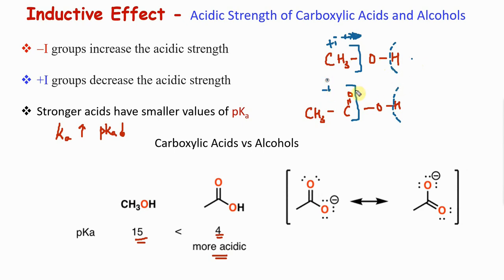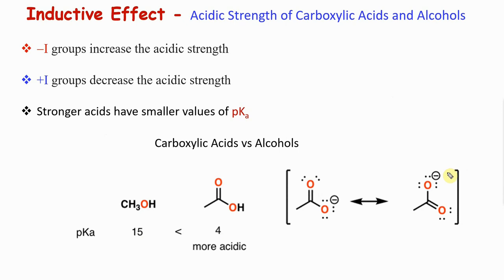Whereas this is a minus I group. It is going to pull electrons from oxygen. So oxygen will do what? Pull electrons from hydrogen. Hence the hydrogen goes easily, and hence it's a stronger acid. And the next step we are going to see is the stability of the resonating structures. Not right now. In the next lecture we will see that.